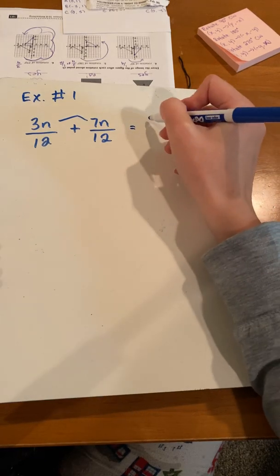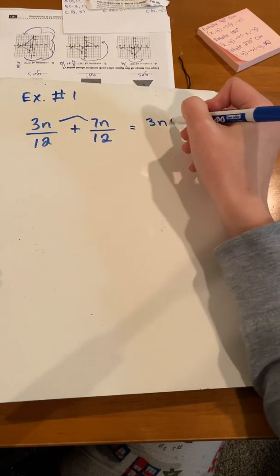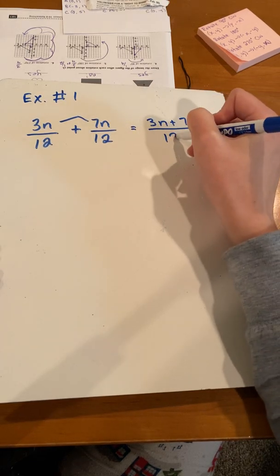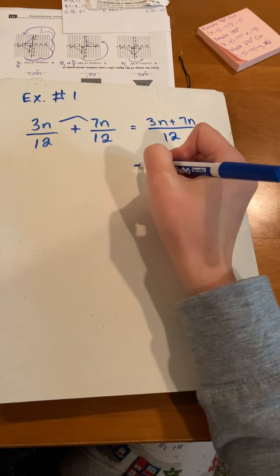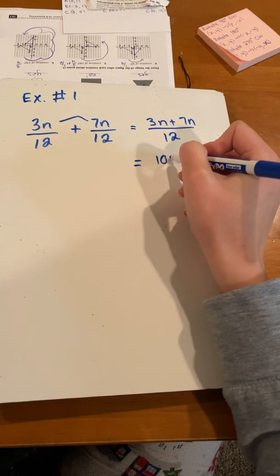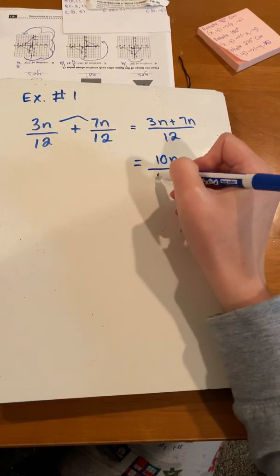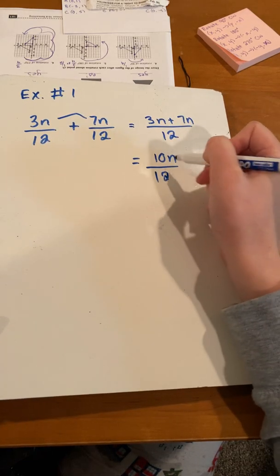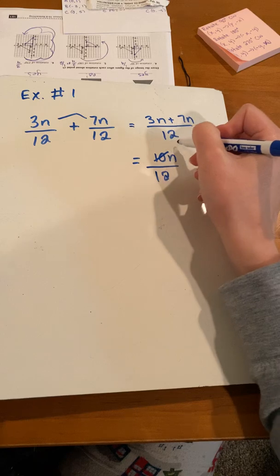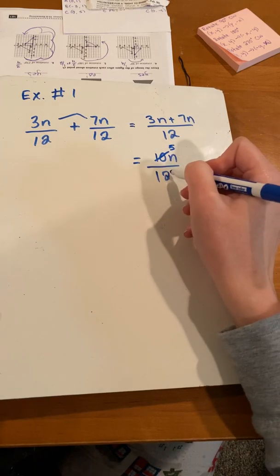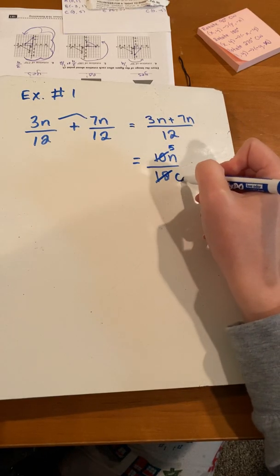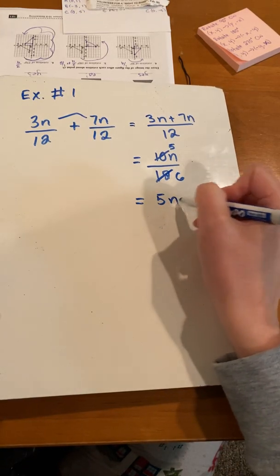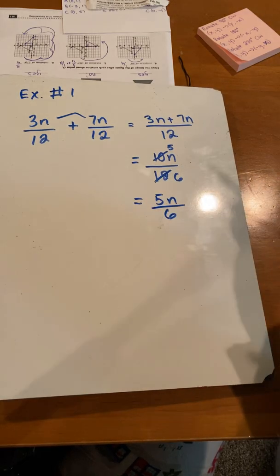So we just say 3n plus 7n over 12. 3n plus 7n is equal to 10n over 12. And you can pull out some common factors. 2 goes into both of these. 2 goes into 10 5 times. 2 goes into 12 6 times. So you're left with a reduced fraction, 5n over 6. Nice and simple.